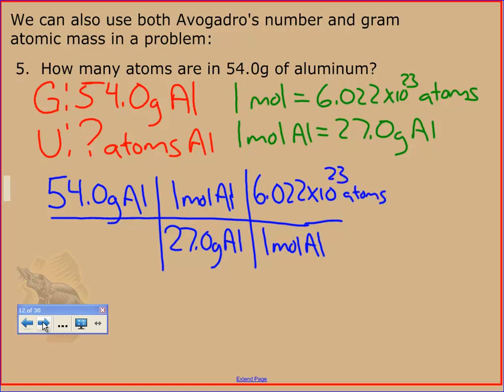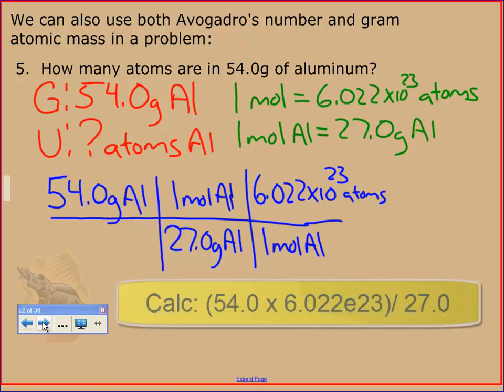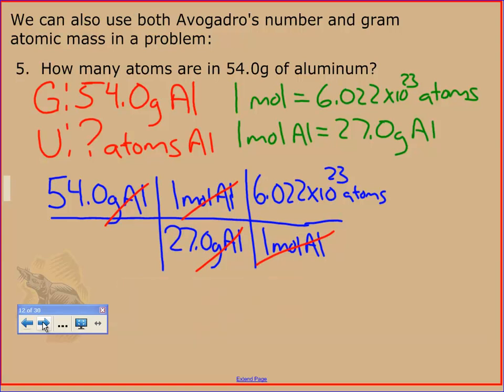Okay, stop for a second real quick. Make sure you cancel everything out that cancels. Grams of aluminum cancel, moles of aluminum cancel, left with atoms. That's going to be our unit, and that's good. That's what the problem asked for.